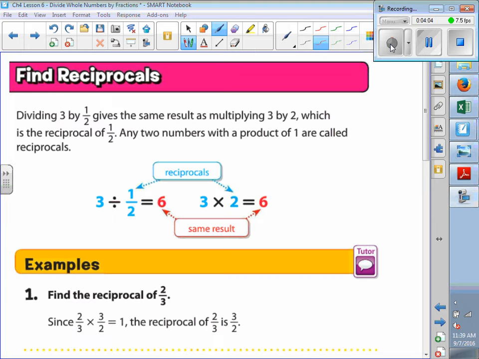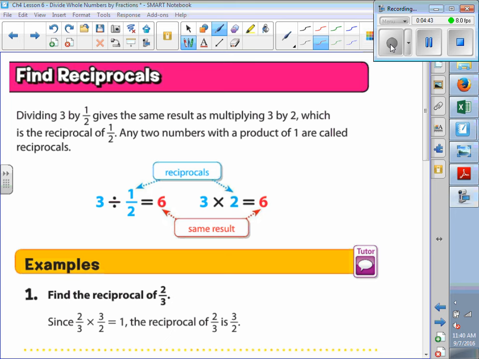Dividing 3 by 1/2 gives the same result as multiplying 3 times 2, which is the reciprocal of 1/2. Any two numbers with a product of 1 are called reciprocals. We already wrote that down, right? So you don't have to write it down again. Okay? So here, if we look at this example, I want us to write down this example right here. We have 3 divided by 1/2, that's equal to 6. Okay? 3 divided by 1/2 is equal to 6.